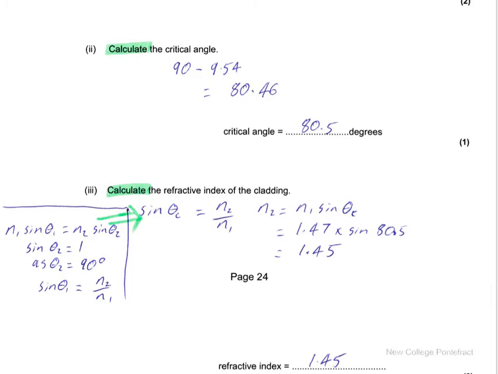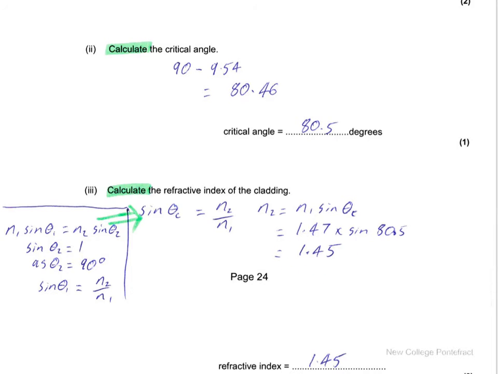Then we've got the idea of N1 sine theta 1 equals N2 sine theta 2 at the second boundary. Sine theta 2 is 1 because theta 2 is 90 degrees. So that then rearranges to sine of theta 1 is N2 divided by N1. Or you can just be ready to use the equation sine theta c is N2 over N1. Rearranging, N2 is N1 times sine theta c. 1.47 times the sine of 80.5 is 1.47.